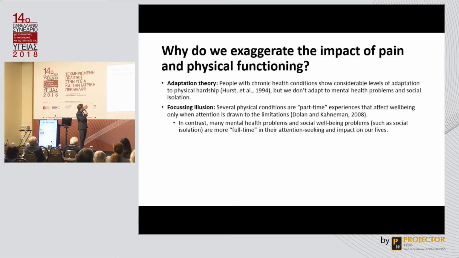Another theory is focusing illusion. This is the theory of Daniel Kahneman and Paul Dolan. Daniel Kahneman is the Nobel Prize winner in economics, and he's a psychologist. He built a theory around the focusing illusion, explaining how several physical, part-time experiences only affect well-being when attention is drawn to the limitation. The way he explains it is, try to imagine walking with a cane. You have mobility issues and you have to walk with a cane. Well, that's a problem. That's an obstacle in life, and that does affect your well-being.